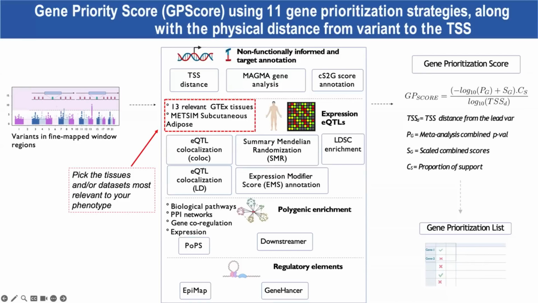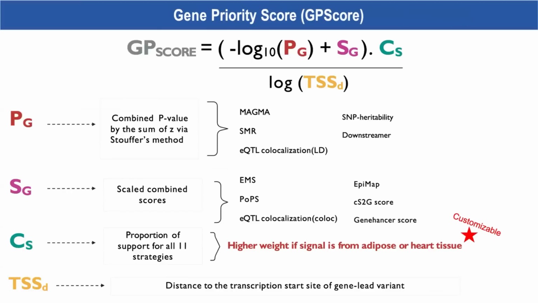For our eQTL colocalization, we used both the coloc approach and an LD colocalization approach, because coloc isn't perfect, so we have evidence from both, along with summary Mendelian randomization, LD score enrichment, and expression modifier scores. From polygenic enrichment, we included some pathways, and expression from POPS and DEPICT-style downstreamer, and for regulatory elements, we have EpiMap and GeneHancer. So we put all this together. This is an easy breakdown of how the score worked. Some of these methods give you p-values for the different genes. Some give you an actual quantitative value.